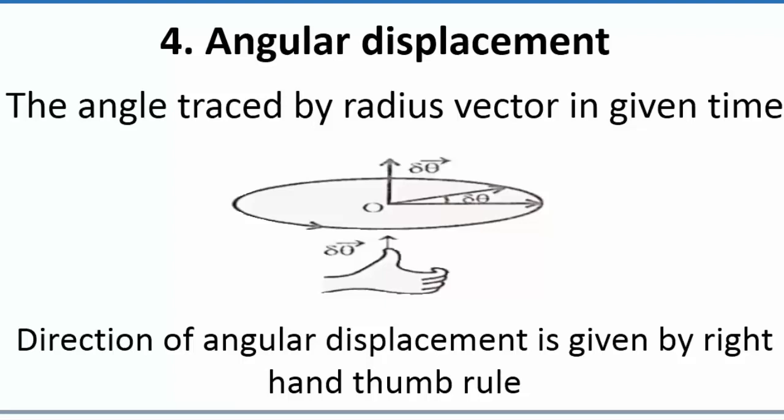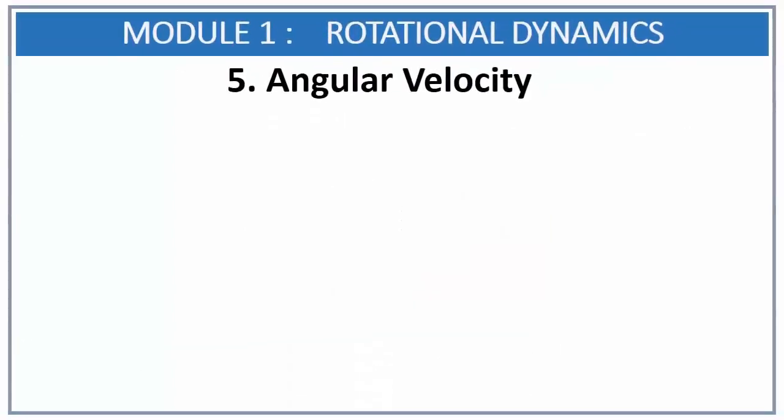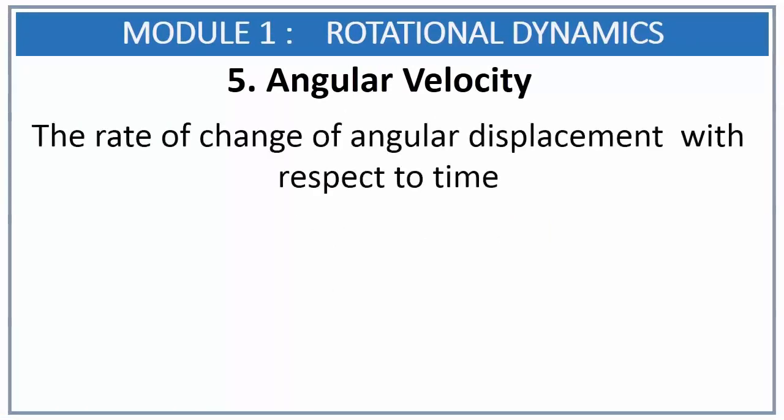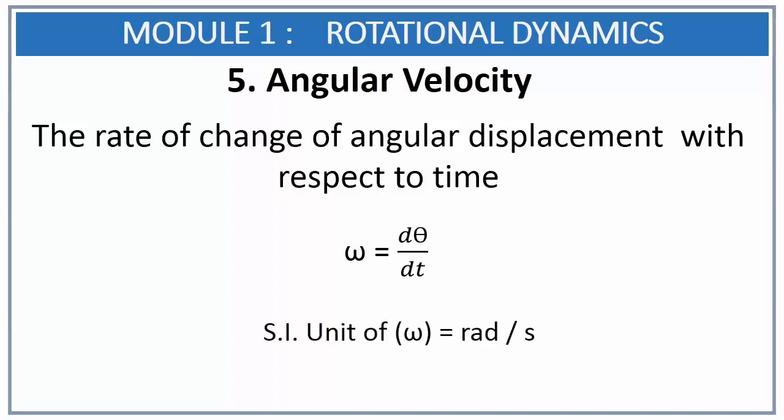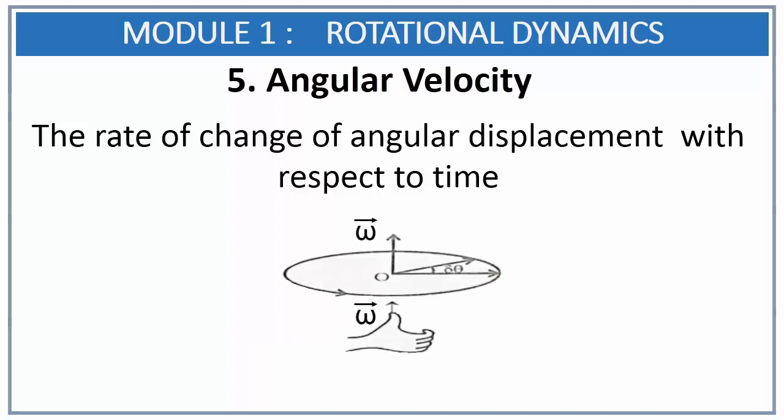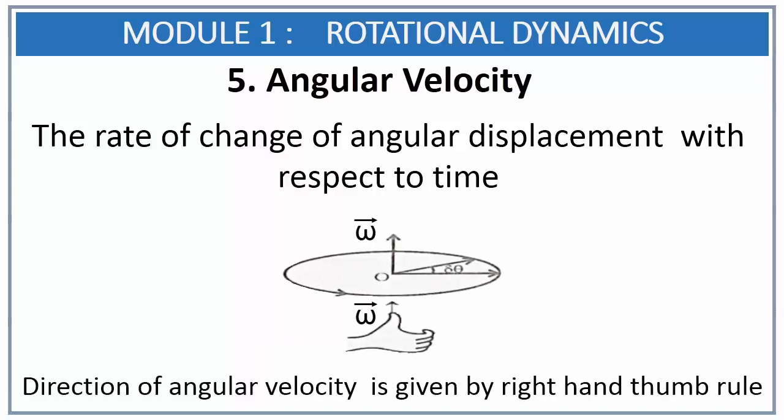Let us move on to the fifth point, angular velocity. The rate of change of angular displacement with respect to time is called angular velocity. It is denoted by omega and the formula is d theta upon dt. The SI unit of angular velocity is radian per second. The direction of angular velocity is also given by right hand thumb rule.